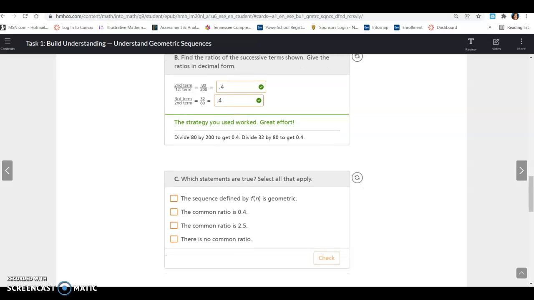All right, which statements are true? Select all that apply. All right, so since it has a common ratio, that means the sequence is geometric. The common ratio is 0.4. We just found that. The common ratio is this, no, and there is no common ratio.